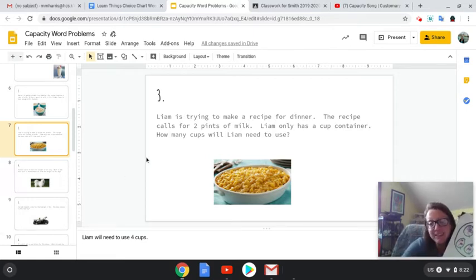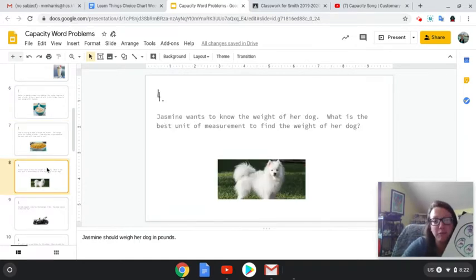I hope you're writing these down in your notes so that when you have your independent classwork today, you can solve these. Let's go on to number 4. We're going to do this one and one more, and then I think you got it.